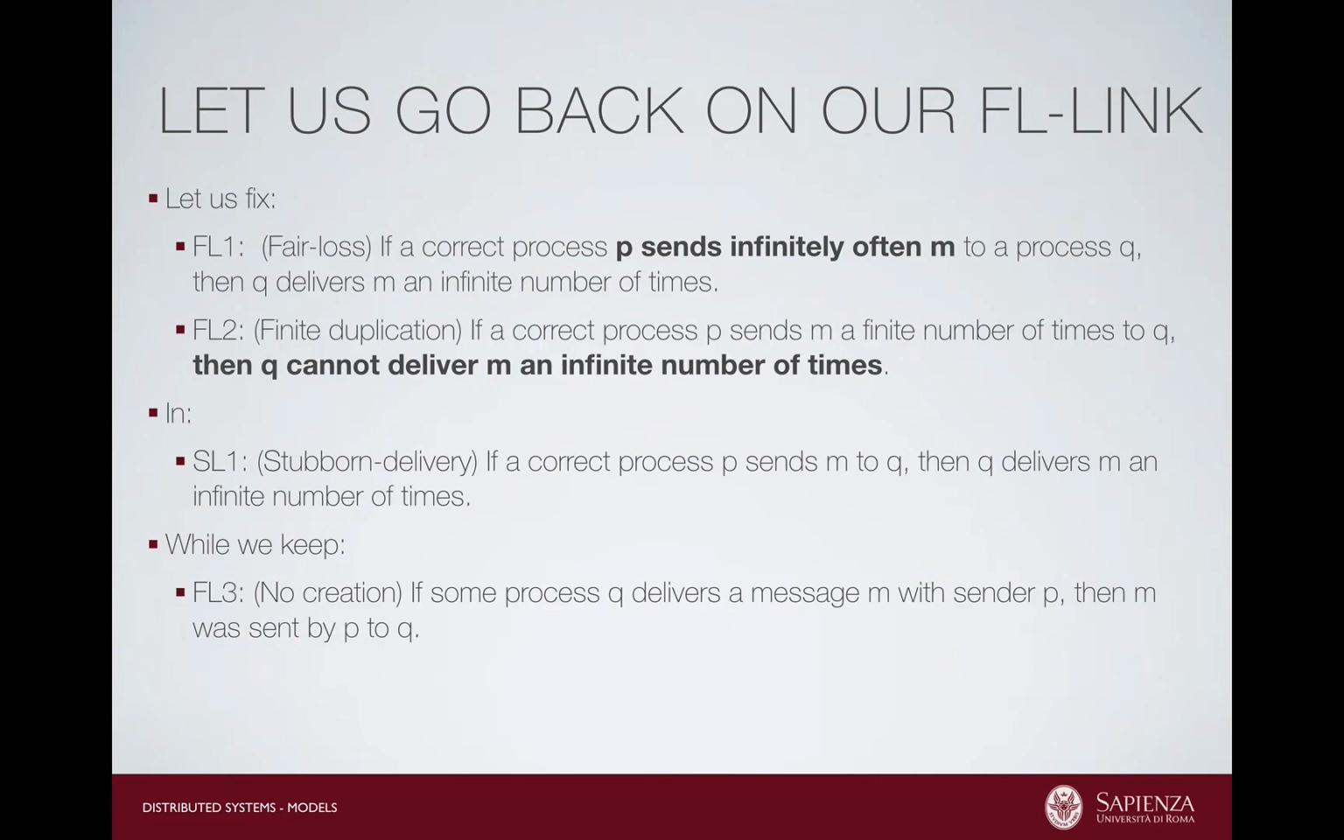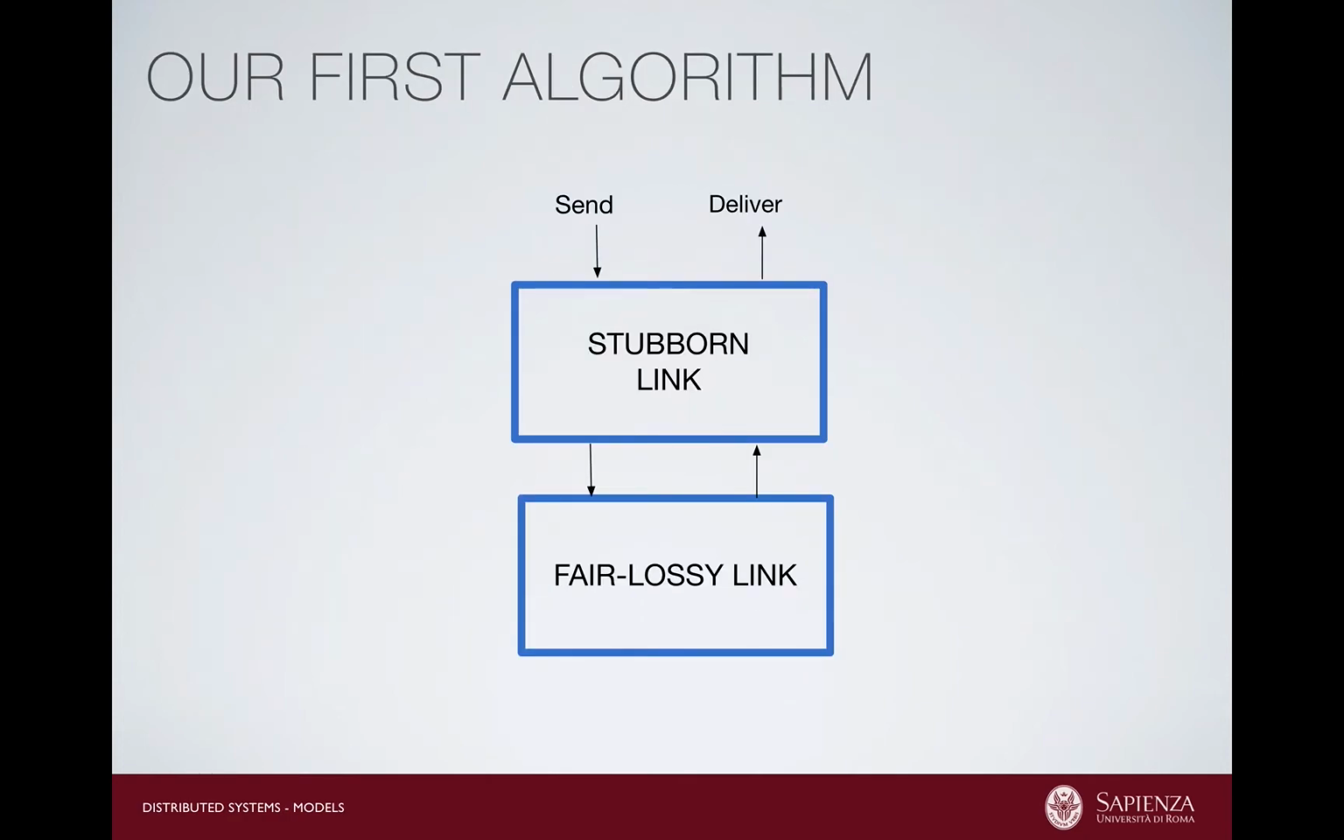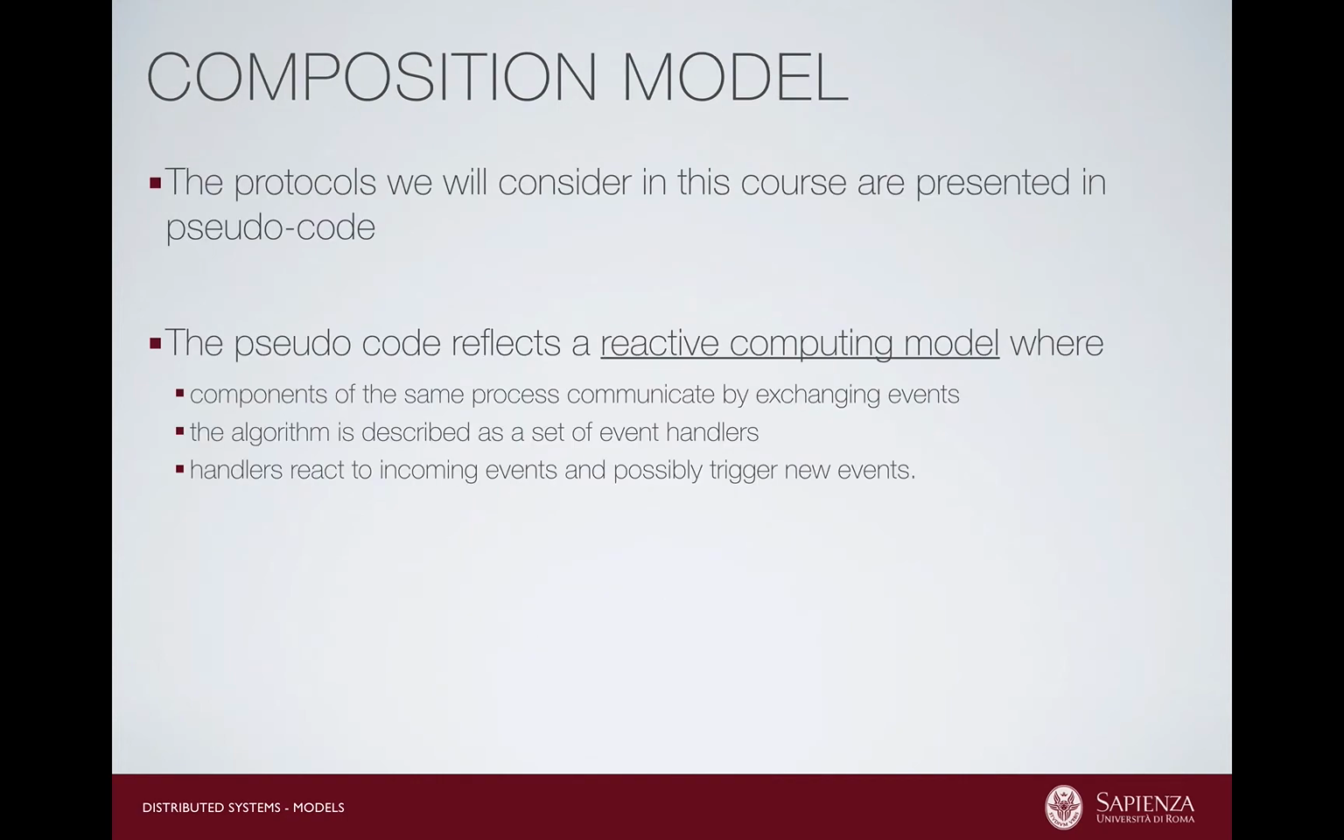And we want to create this new property for our new links, the links that we will construct, and we want to keep the no creation property, so that if a process delivers something, then someone sent it. Our first algorithm will be called the stubborn link, and it is the thing that implements the two properties we were discussing. So in this course, we will see a compositional model of things.